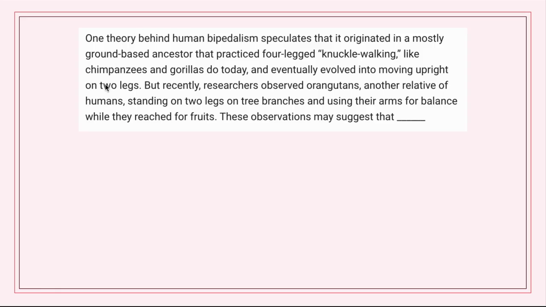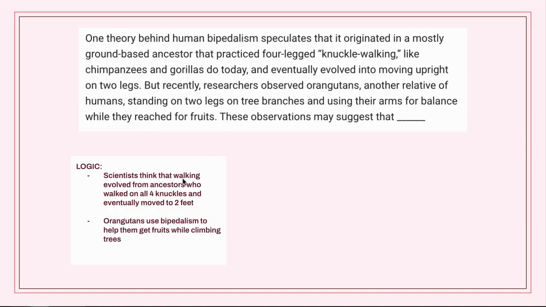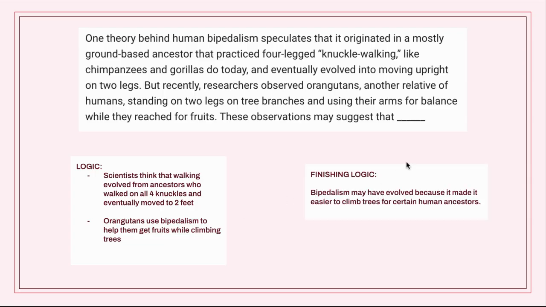So, I think this is kind of adding on to this original theory. Scientists think that walking evolved from ancestors who moved on all four knuckles on the floor, but we're saying that orangutans use bipedalism to help them get fruits while climbing trees. So, if this whole passage is about how human bipedalism evolved, then I would say that bipedalism may have evolved because it made it easier to climb trees for certain human ancestors that probably lived in the trees.